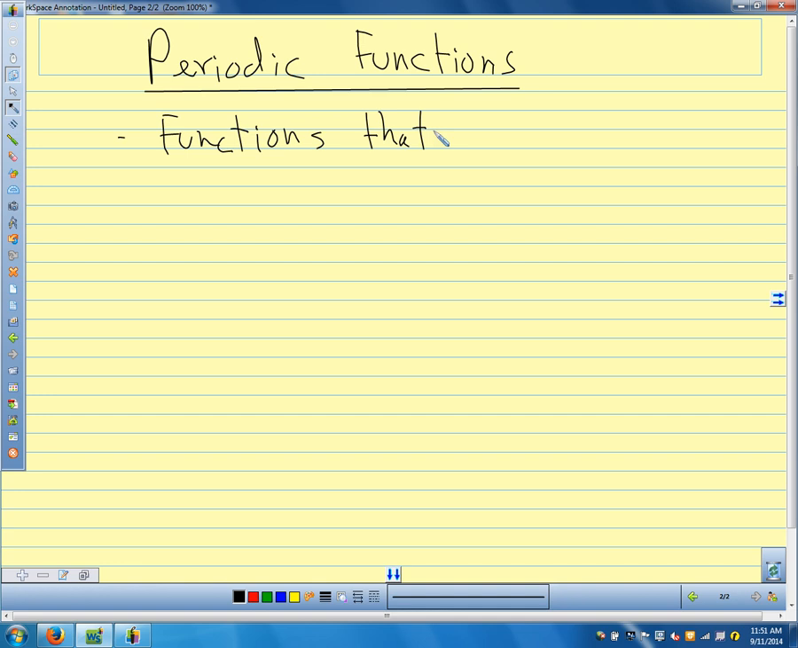And we want to be a little more precise. We're going to say functions that repeat regularly. So periodic functions are functions that repeat regularly.